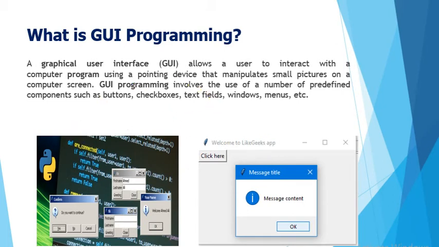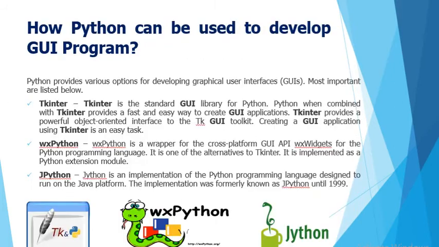But how can GUI programming be developed in Python? Because when we interact, mostly we see that thing. Python provides either console-based or IDLE-based programming. So how can we develop a Windows application? If we talk about Python, it provides various options to develop GUI programming.